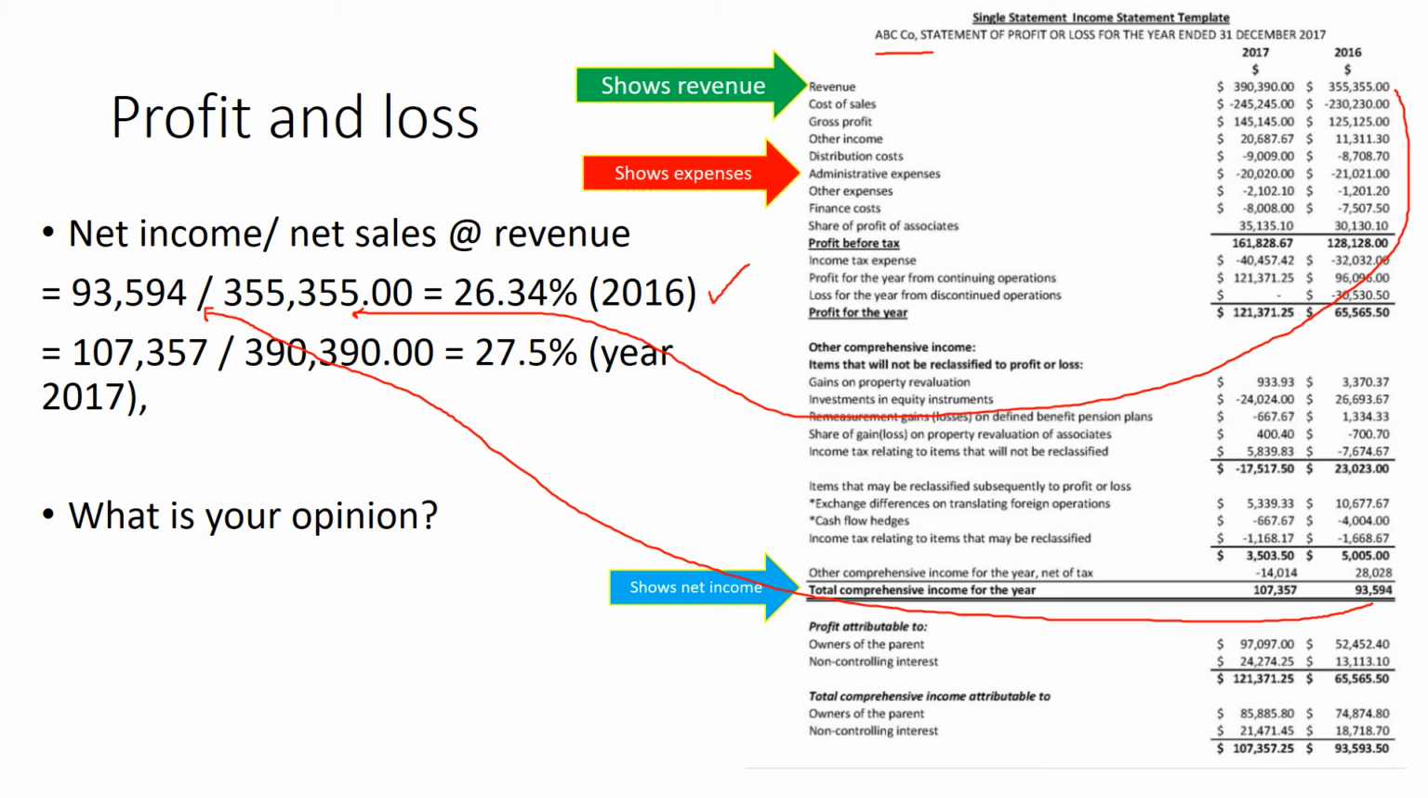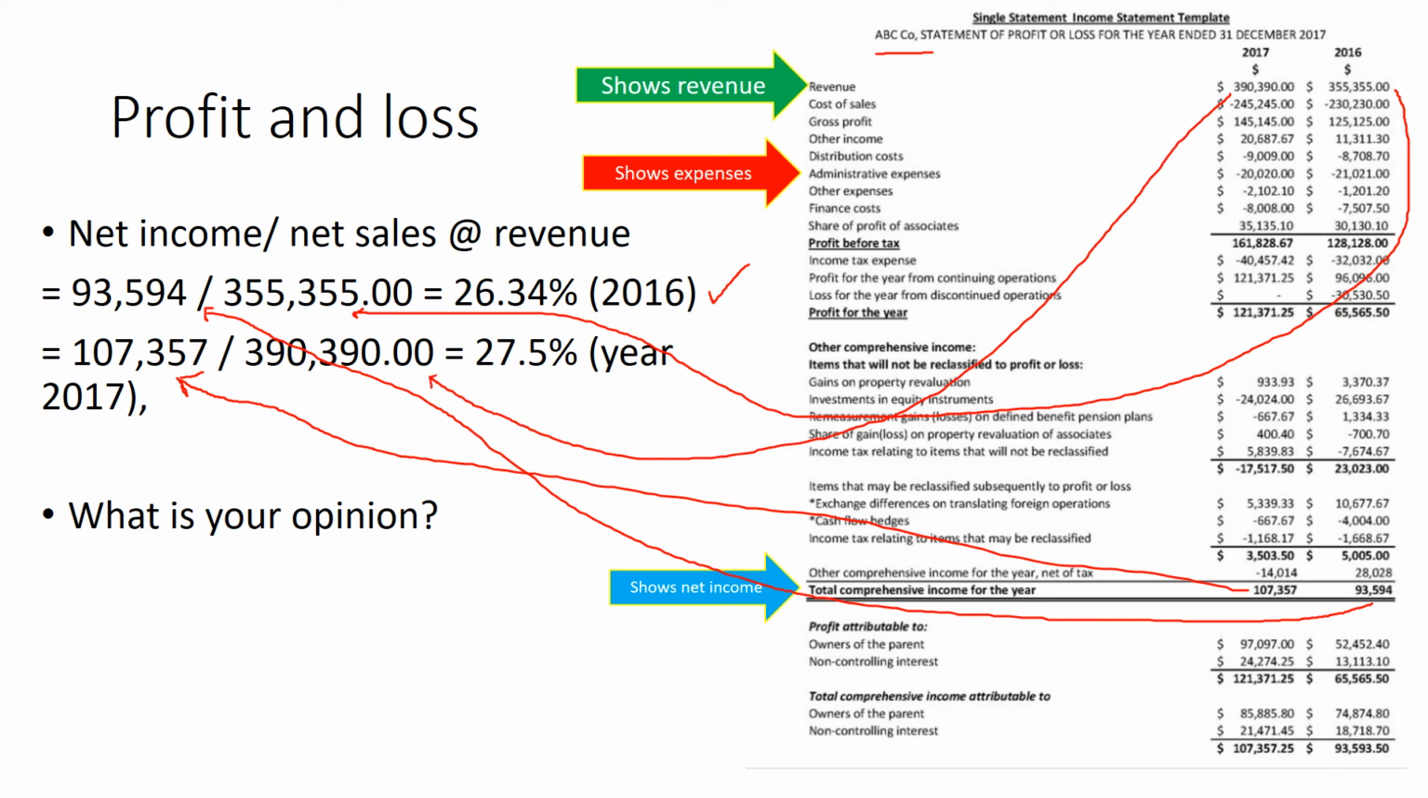And then for year 2017, your net income is 107,000, and your revenue here is 390,390. If we calculate, your margin here is 27.5% for year 2017. Very, very good margin. Very, very good performance from this company.